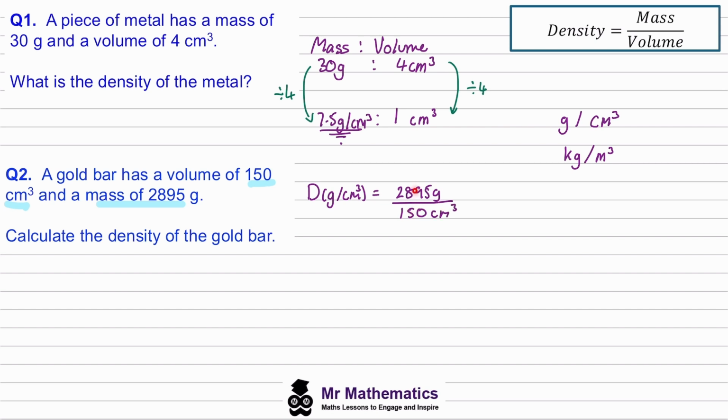We can work this out on our calculators and we get 19.3. And then we have grams per centimeter cubed. So this will be our units.